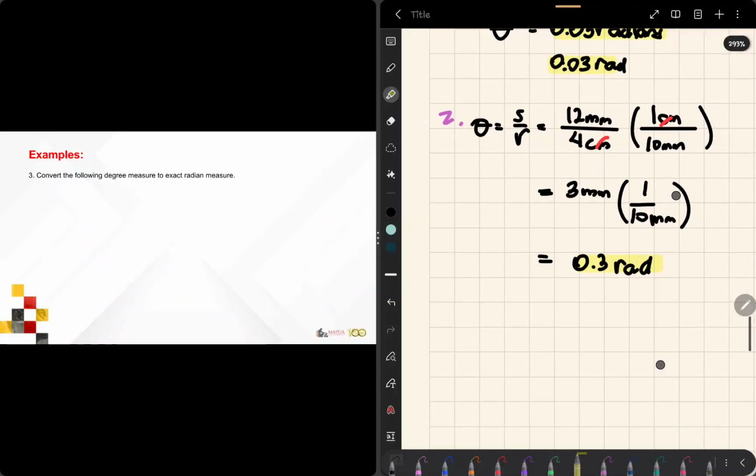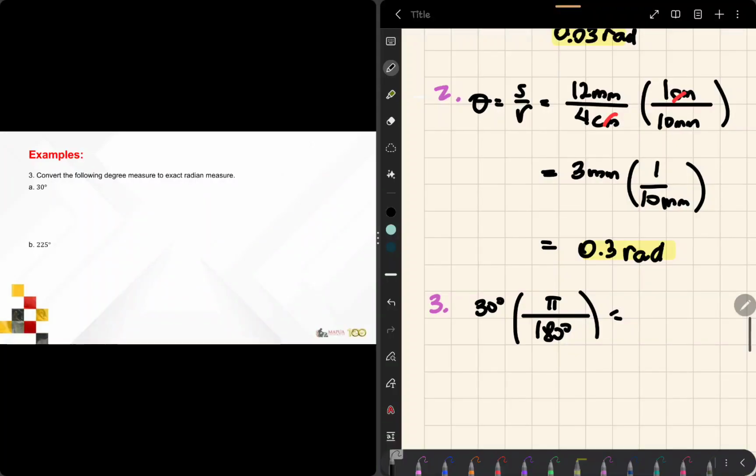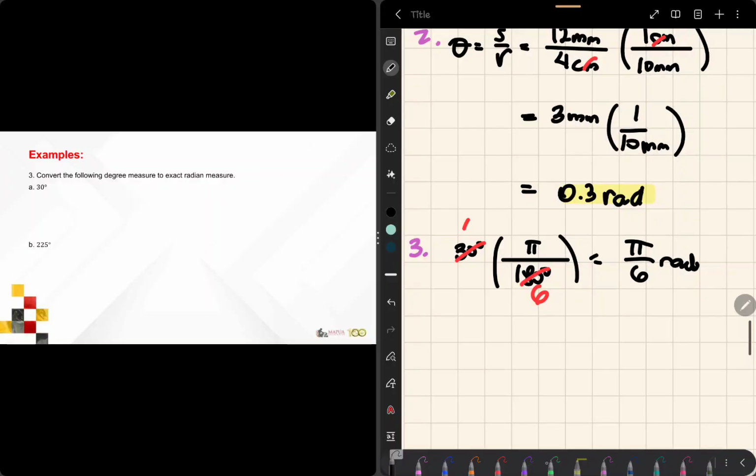So next, convert the following measure to exact radians measure. For our number 3, we have A is equal to 30 degrees. We all know from our conversion a while ago that for every 180 degrees, we have pi radians. So converting this, we have 30 over 180. We cancel out, we will get 1, and when we divide this, we'll get 6. So giving us pi over 6 radians, or pi over 6 rad.